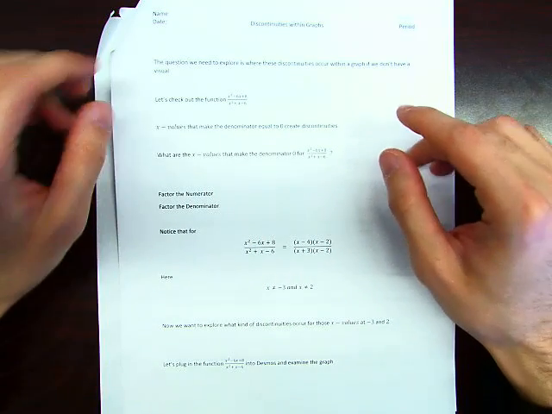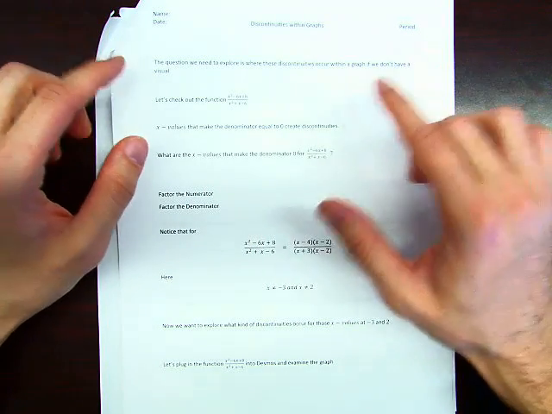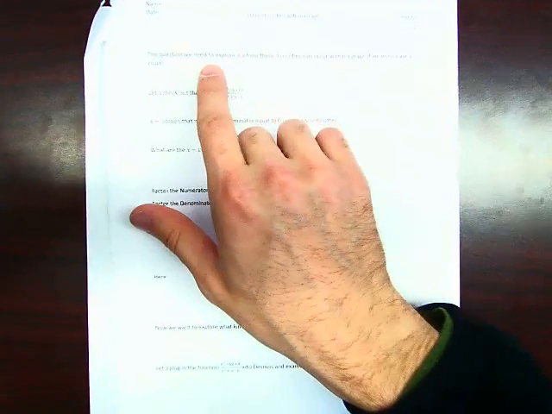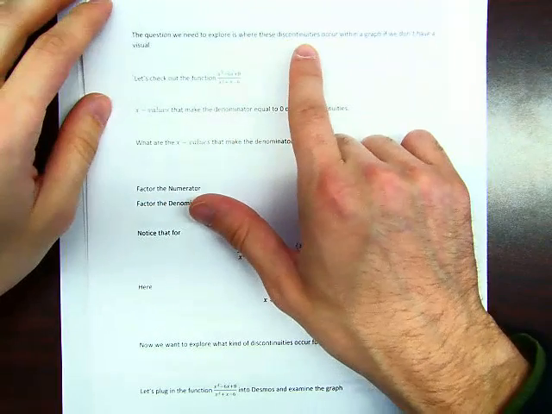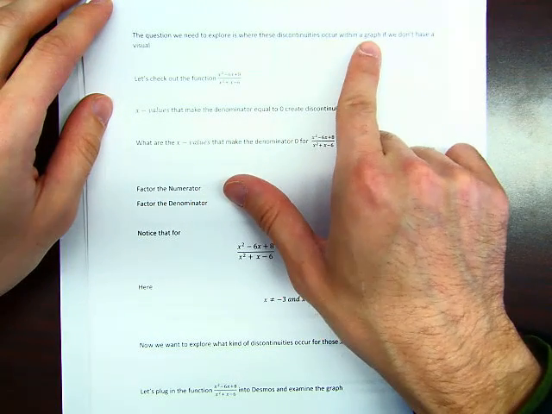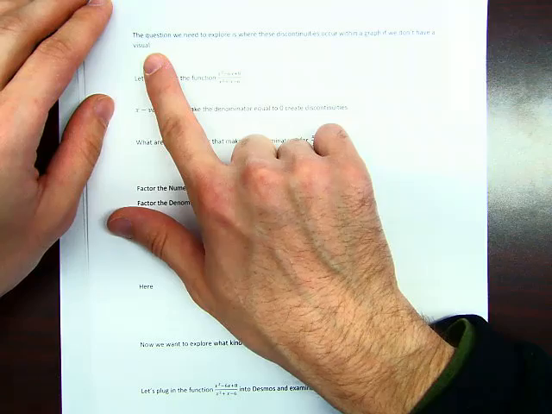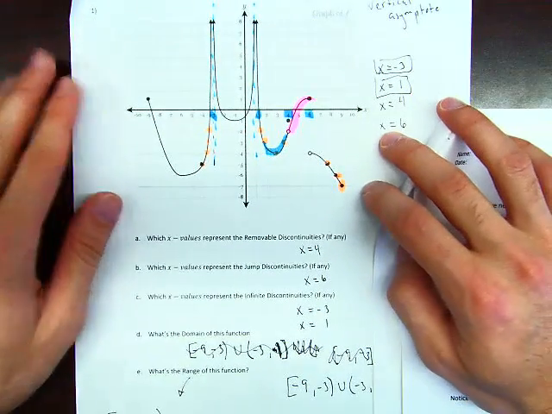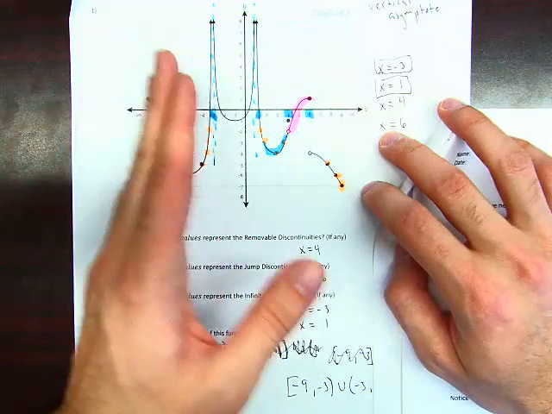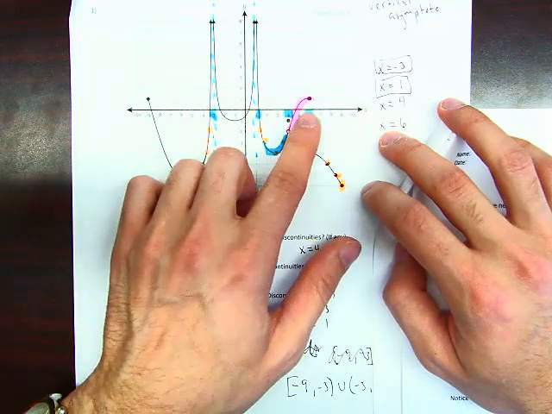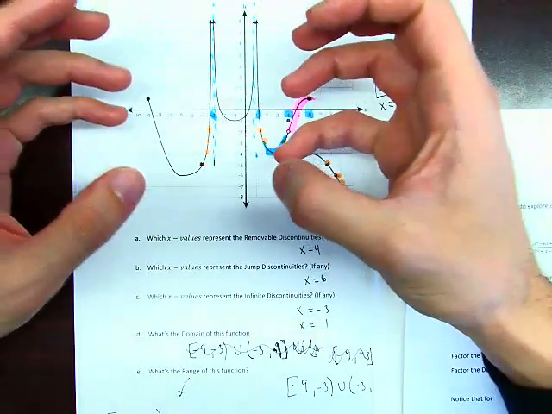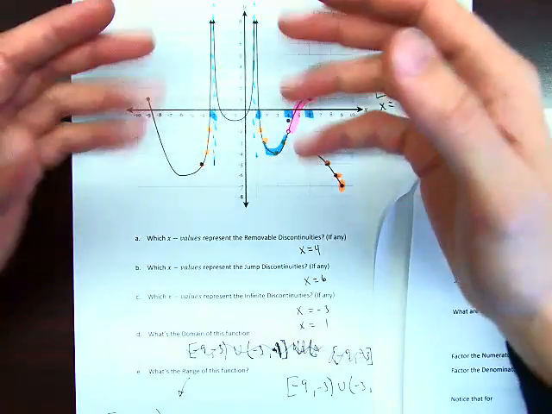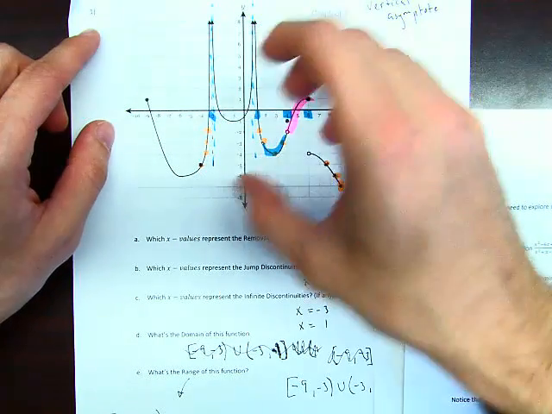All right, welcome back. So, the idea and the question we have for today is we need to explore where discontinuities occur within a graph if we don't have a visual. For example, if we're looking at the previous example we did, visually, where are the discontinuities? There are skills and strategies to find the discontinuities when you're looking at the graph.